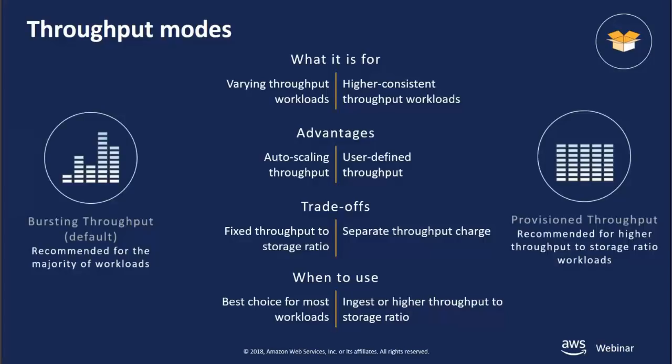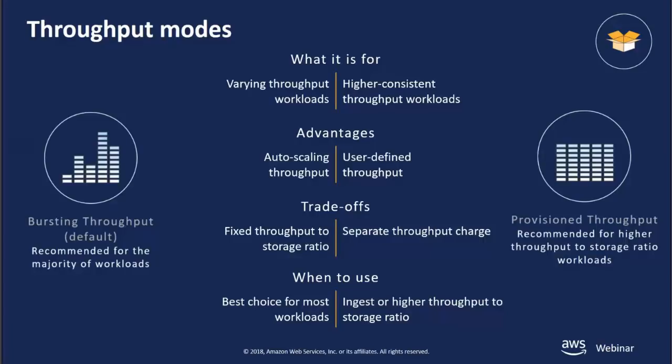So some of the trade-offs with bursting throughput mode: it is a fixed throughput to storage ratio. So again, it's 50 megabytes per second per terabyte of data stored as the baseline, and you can burst to double that when you need to. So with bursting throughput mode, you have a burst throughput of 100 megabytes per second per terabyte of data stored. While with provisioned throughput mode, there's a separate charge for the amount of throughput that you provision. So again, these are some of the trade-offs between the two.